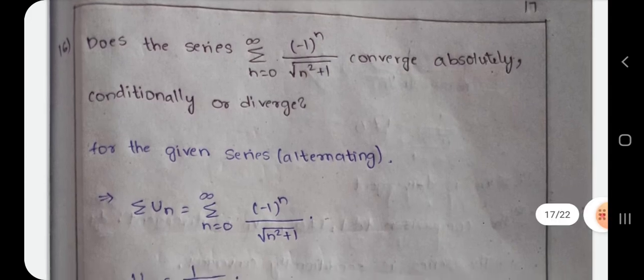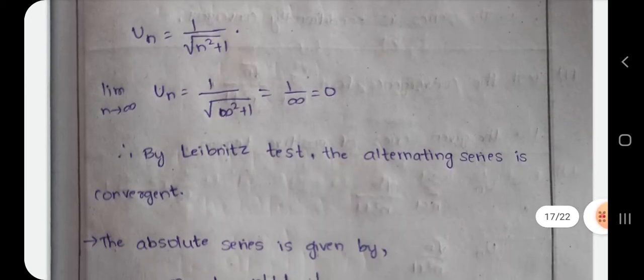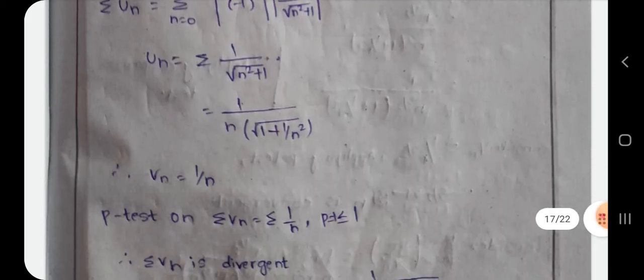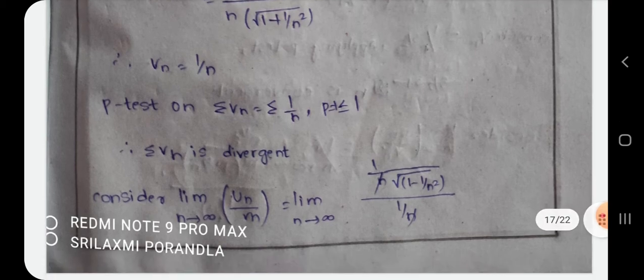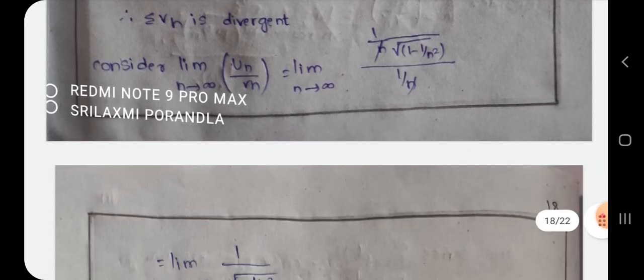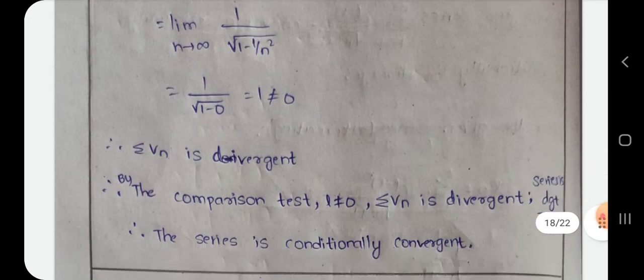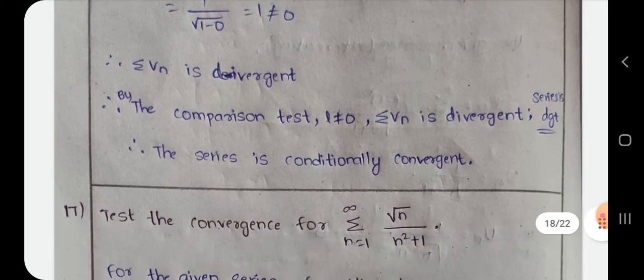And another problem, you need to test whether it is absolutely convergent or not. So for this alternating series, by applying Leibniz test it is convergent, and on applying modulus you are getting absolute series. Just making the simplification you are getting Vn, so it is divergent because p equal to 1, which is less than or equal to 1, and on taking limit un by Vn you are getting a value 1 which is not equal to 0. So since summation Vn is divergent, you say that by comparison test the total series is divergent.